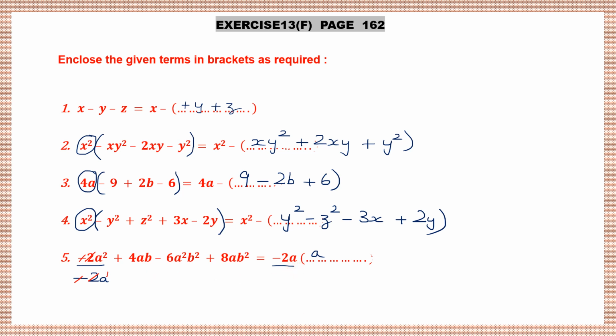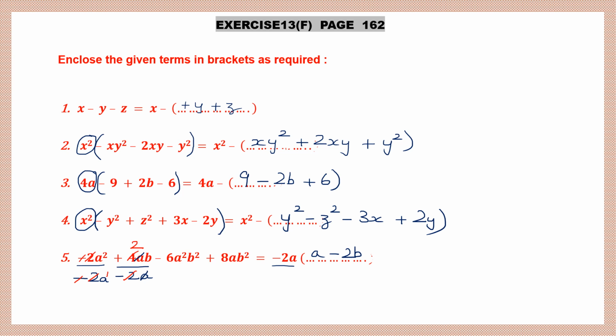Divide this by minus 2a. So plus into minus is minus. So in your bracket, put minus sign first. Now I can cancel 2 and 4. 2 2s are 4, so I can write 2. I can cancel the a's. So what is left is b. So I have minus 2b.